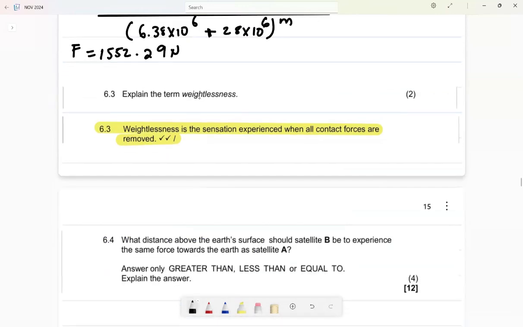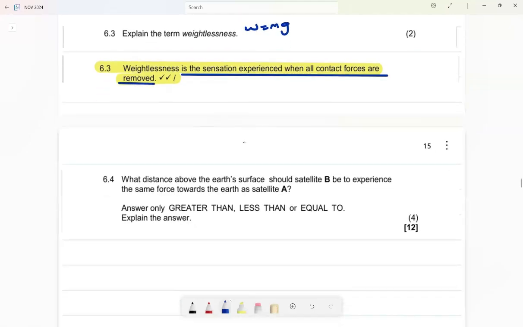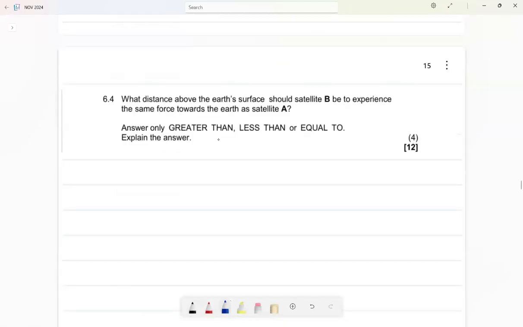Explain the term weightless. The term weightless is the sensation experienced when all contact forces are removed. Remember, weight is mass times gravitational acceleration. So when something is weightless, it is the sensation experienced when all contact forces are removed. So there will be no contact forces, meaning the masses will be apart from each other. So they will be weightless. They're off like that. So yes, a rare definition.